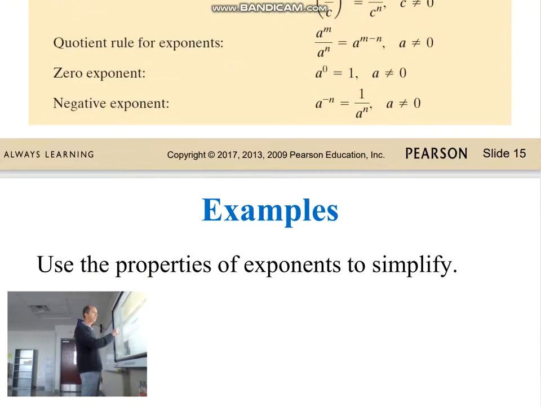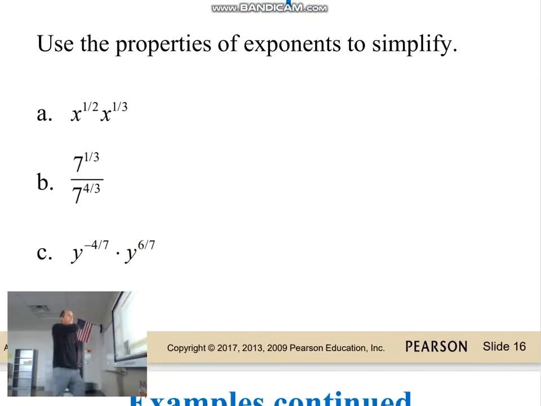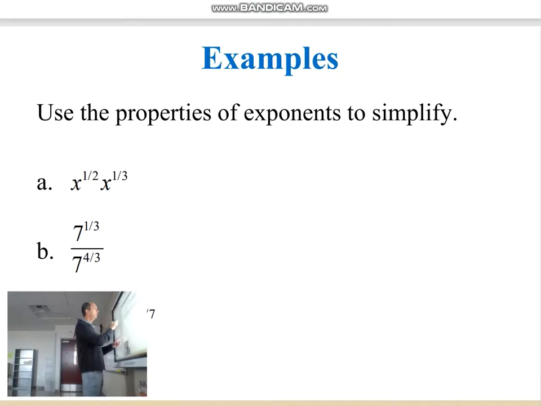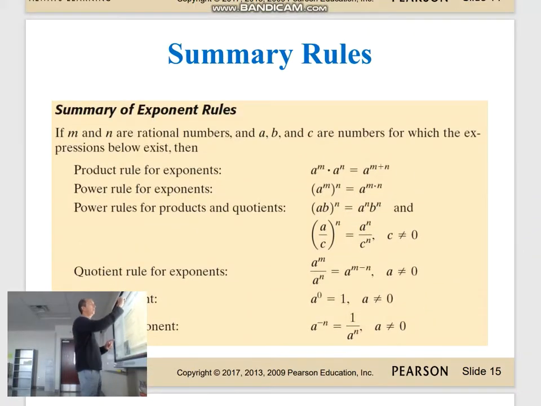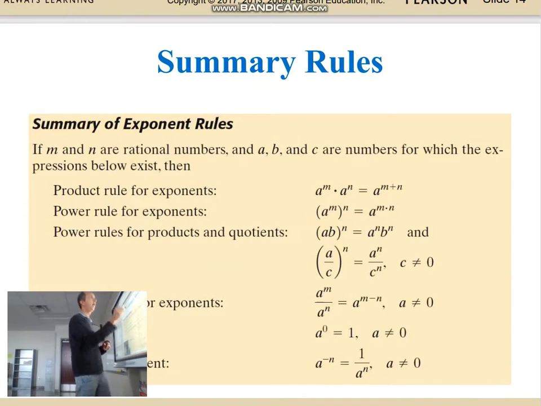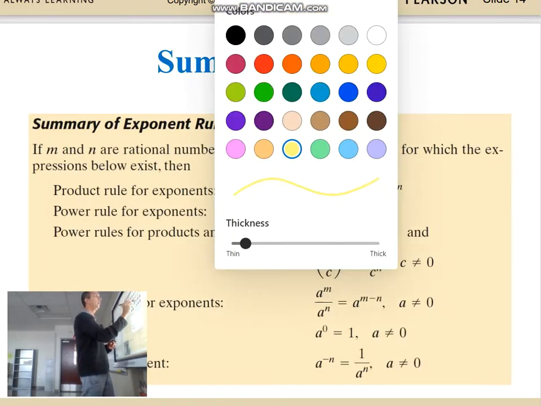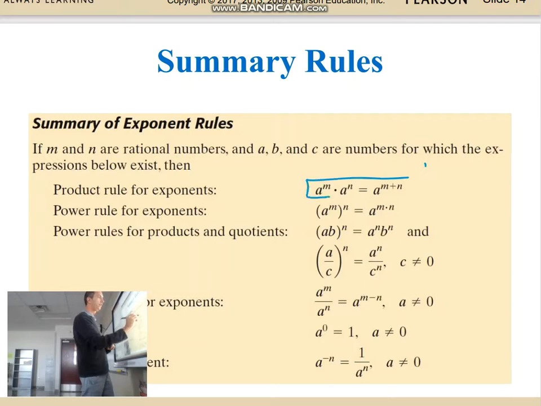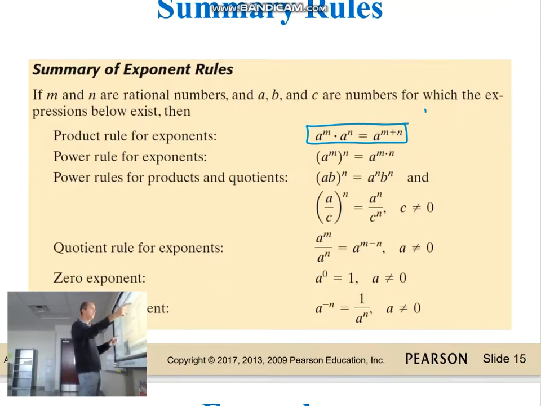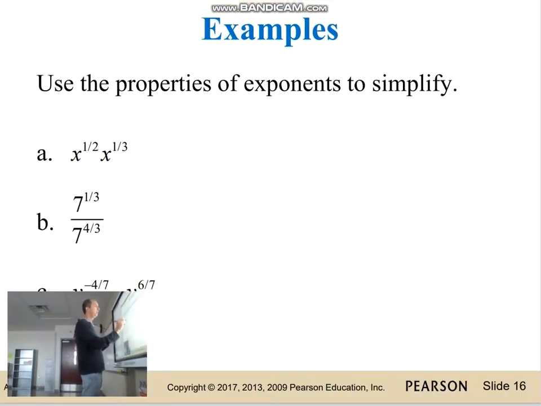Let's work on a few examples. Use properties of exponents to simplify. And check this, it's a multiplication. We have x exponent 1 over 2 times x exponent 1 over 3. Let's go back a little bit on the rules and find what kind of rule can we apply. And I think we can apply this one, right? The multiplication product rule for exponents. We will add the exponents because they have the same base. That means this is x exponent 1 over 2 plus 1 over 3.